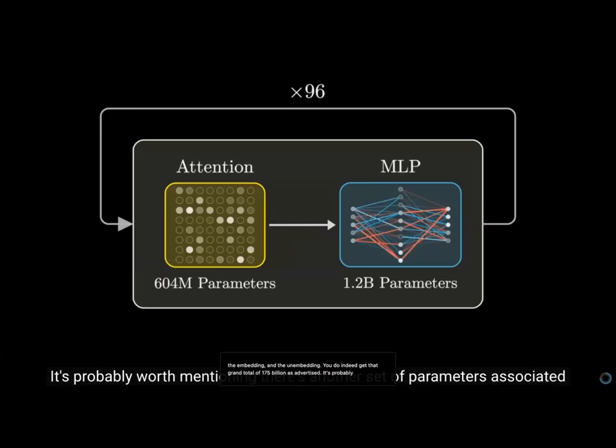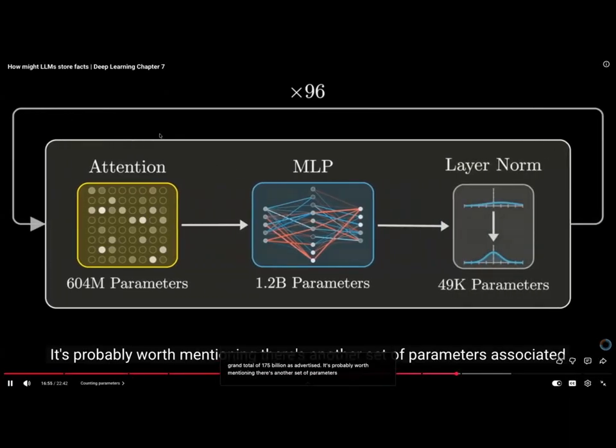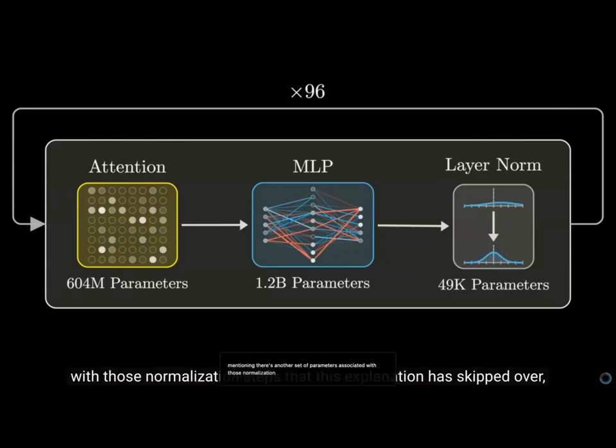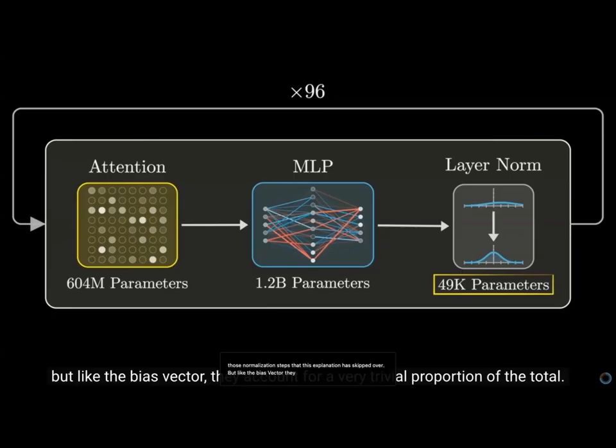But now I just want you to get this idea, and that's just 96 times of this repetitive process, and also here it gives you 1.2 billion for each block, or each layer is 1.2 billion parameters, times 96. Mentioning there's another set of parameters associated with those normalization steps that this explanation has skipped over, but like the bias vector, they account for a very trivial proportion of the total.